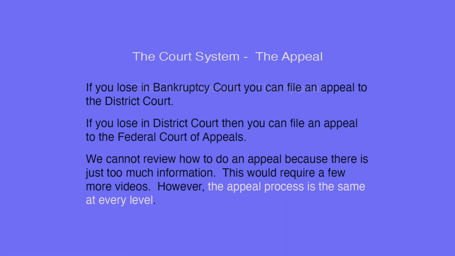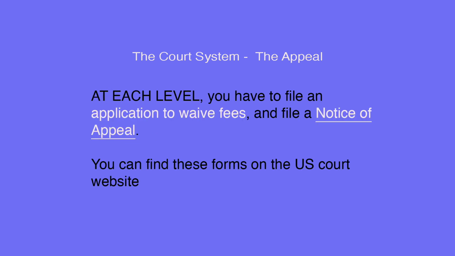Appeal. If you lose in bankruptcy court, you can file an appeal to the district court. If you lose in district court, then you can file an appeal to the Federal Court of Appeals. We cannot review how to do an appeal because there's just too much information. This would require a few more videos. However, the appeal process is the same at every level. At each level, you will have to file an application to waive fees and file a notice of appeal. You can find these forms on the U.S. Court website. Thus, the only thing we can do is provide the following.